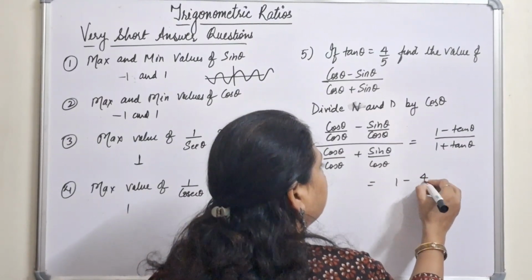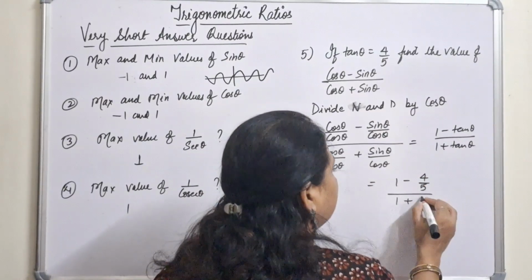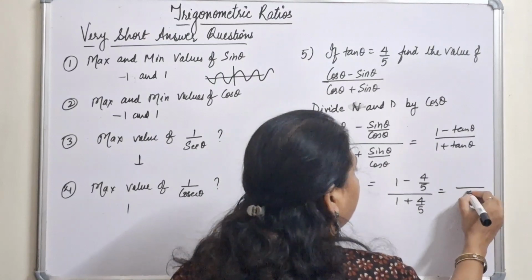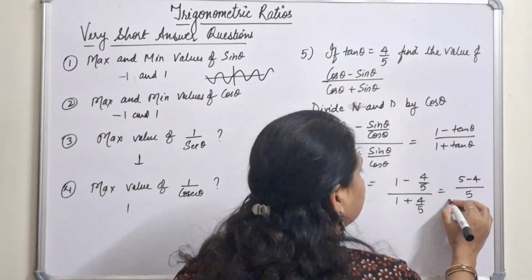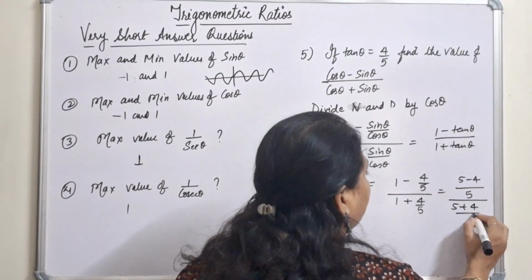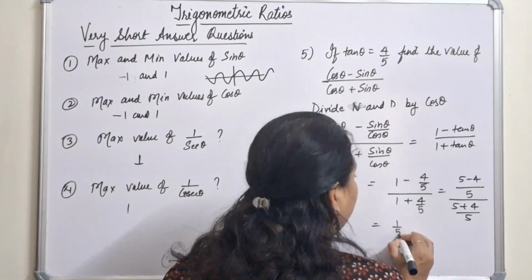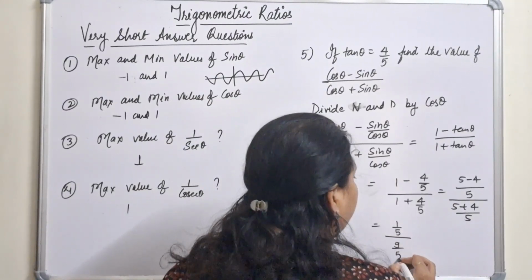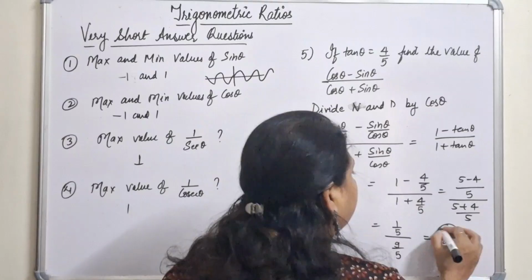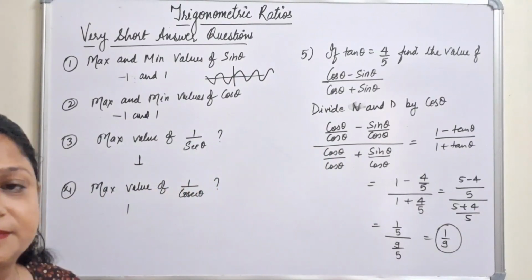Directly we will be substituting the value of tan theta after taking LCM. 5 minus 4, here 5 plus 4 upon 5. So this is 1 upon 5 divided by 9 upon 5. Finally, we can write it as 1 upon 9.